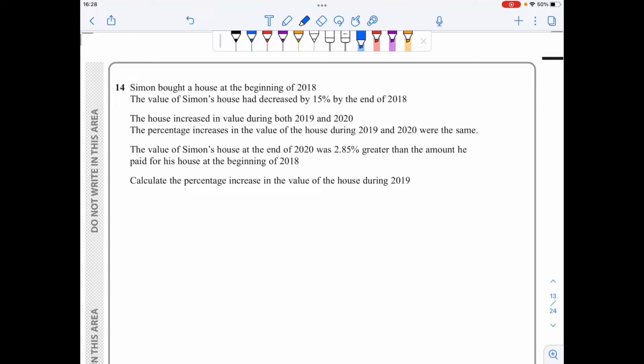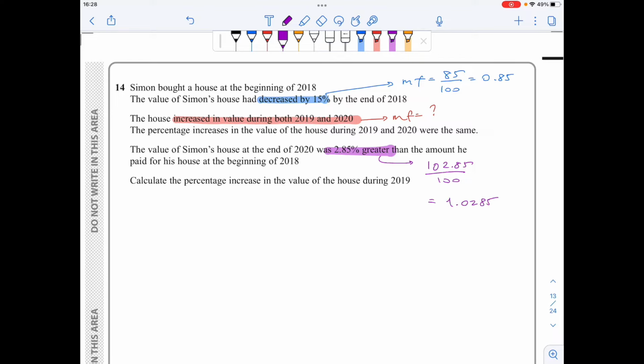In this question, I start with a decrease of 15%. Hence, my first multiplying factor is 85 over 100, or 0.85. Then I have an increase for 2 consecutive years, but I don't know the multiplying factor. And the overall change is a positive change of 2.85. So that's a multiplying factor equal to 102.85 over 100. As a decimal, that's 1.0285.